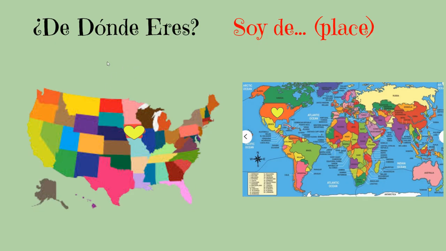¿De dónde eres? Where are you from? And you reply by saying soy de, and then the place that you're from. Like, for example, yo soy de Iowa. Iowa's right here. Iowa's in the United States. If you zoom in a little more, it is right here in the middle. Yo soy de Iowa. ¿De dónde eres tú? Where are you from? ¿De dónde eres?